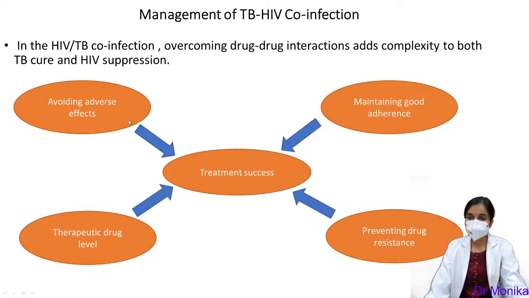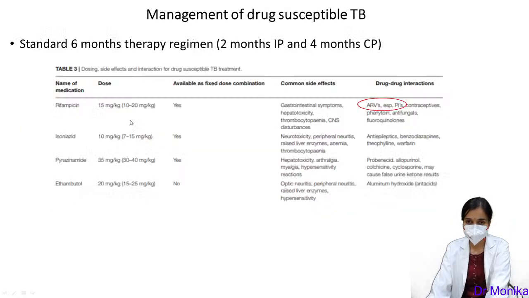Coming to the management of TB-HIV co-infection. The management is difficult because of drug-drug interactions, which add complexity to both the TB cure as well as the HIV suppression. The treatment success rate depends upon maintaining good adherence, preventing drug resistance, maintaining therapeutic drug levels, as well as avoiding adverse effects.